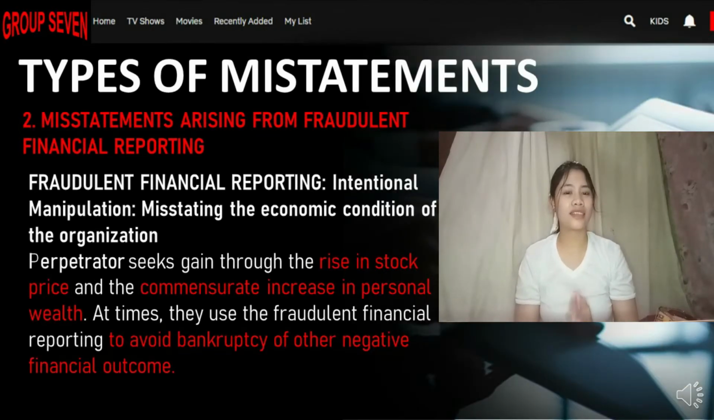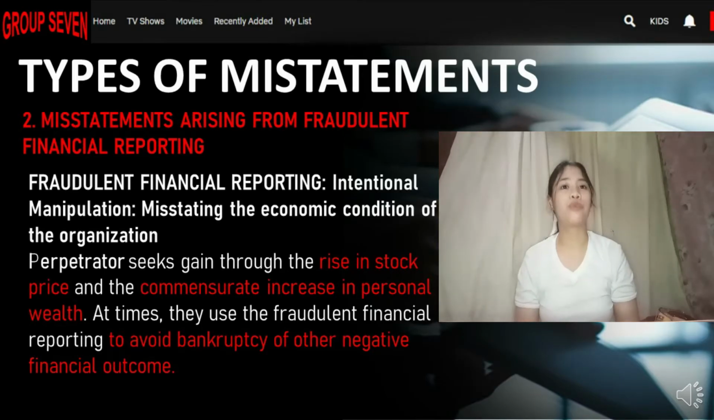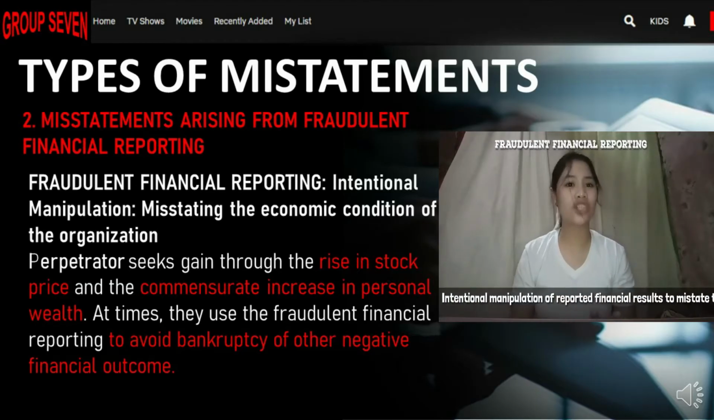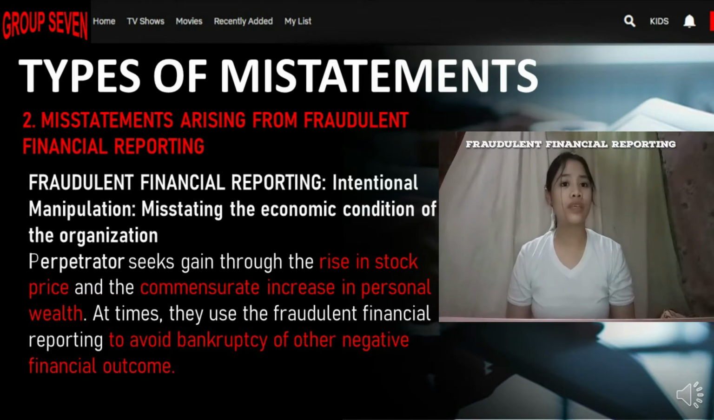And now, let us discuss the other type of misstatements, which is misstatements arising from fraudulent financial reporting. Fraudulent financial reporting is the intentional manipulation of reported financial results to misstate the economic condition of an organization. The perpetrator seeks gain through the rise in stock price and through his or her personal increase in wealth. There are circumstances where the perpetrator doesn't seek personal benefits but instead uses fraudulent financial reporting to help save the organization from bankruptcy and financial loss.